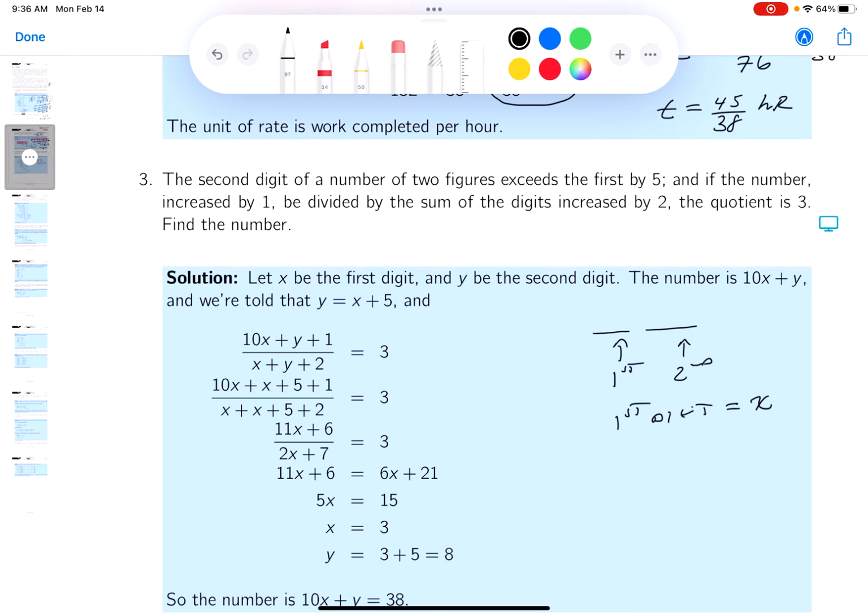The second digit, I'll write over here. I'm going to call that Y. So this is going to be X, this is going to be Y. And the number would be 10X plus Y. Let's keep reading. The second digit of a number of 2 figures exceeds the first by 5. So what do I know about Y? It says the second digit exceeds the first by 5.